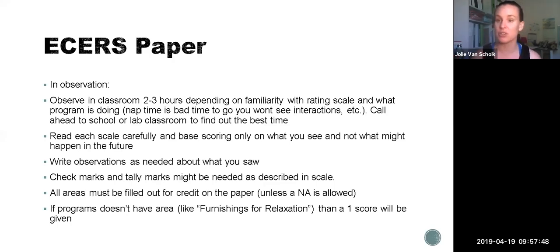Within the scale, there are areas for you. There's a rectangle for each area that you're going to score, and there's enough space for you to write observations. Because this is a paper that you're going to be writing about, if there's something that you want to remember and write in your ratings in your paper, then you might want to make a note. If the scale is new to you, you're probably going to want to write more notes. And if the scale is new to you, you might also want to write down questions that you can ask me. Check marks and tally marks are also possibly going to be needed, as described in the scale.